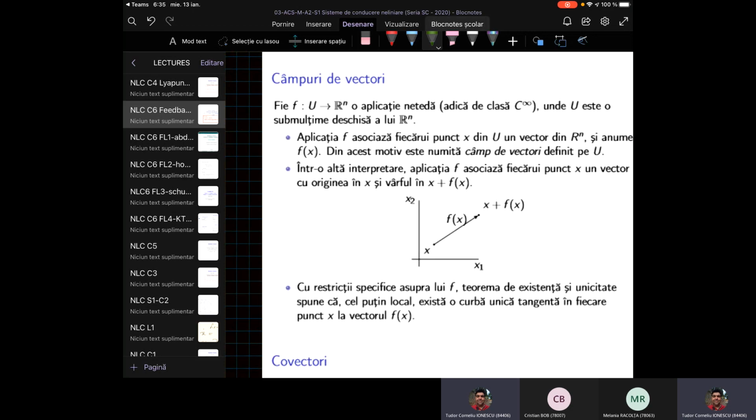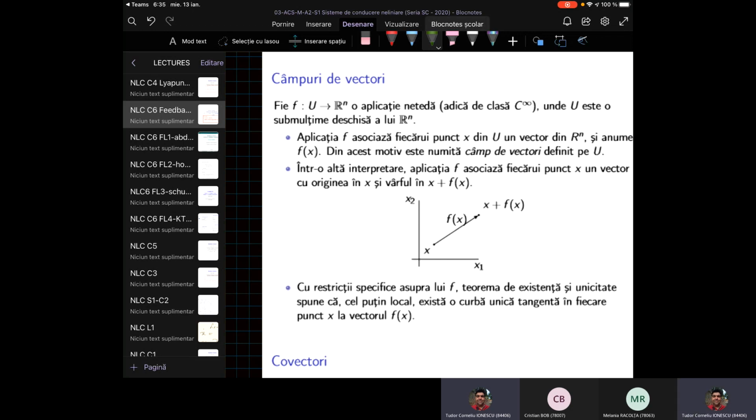Because we are going to need some functions, some derivatives of these functions, and we talked about them last time. We are going to make a short recap of these things. Okay. So if you have f a smooth mapping, a C infinity mapping, that is, this f of x from U to Rn, where U is also a subset of Rn. So this mapping is called vector field.